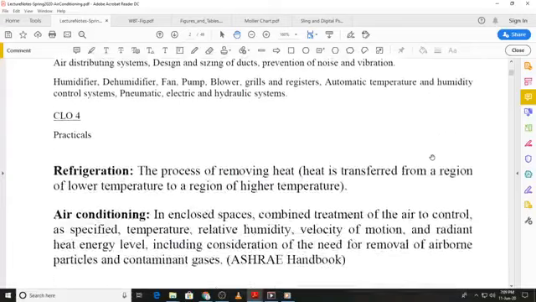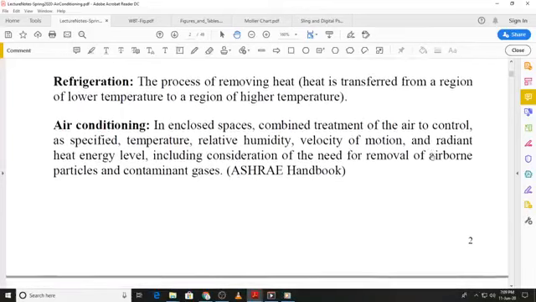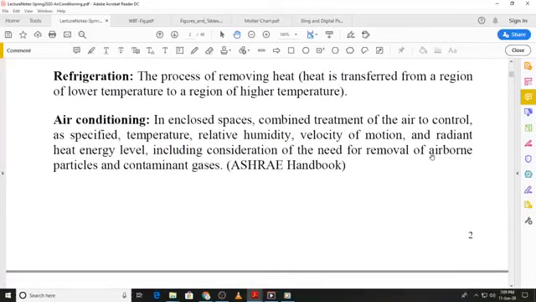So now let's move on and again remind ourselves of how we can differentiate between refrigeration and air conditioning. Refrigeration involves removal of heat from a region which is at a relatively lower temperature, and then rejecting that heat in a region which is at a higher temperature. And to achieve that and satisfy the laws of thermodynamics, we need a net power input into the system.